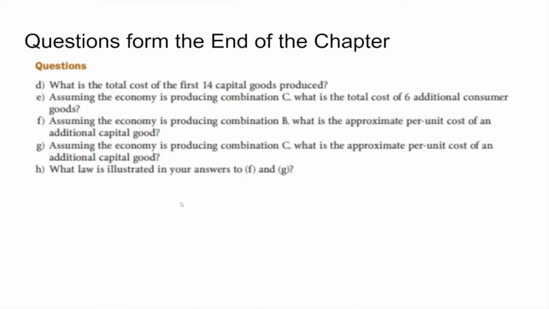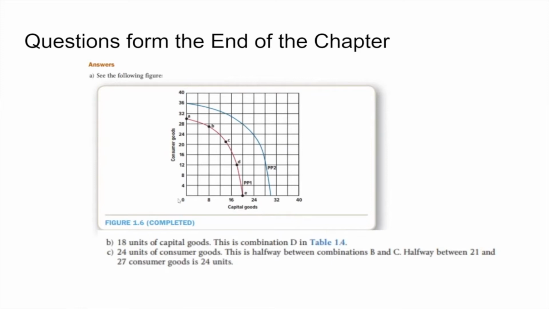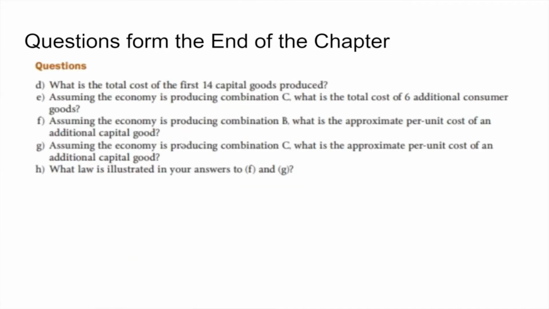We can also read that right off the chart. We can say, okay, what is the cost of the first 14 capital goods? Let's take a look at capital goods. Let's go over to 14 here, which is about right here. Okay, so it's right there. How many consumer goods did we start off with? Well, we started off with this number. Now, if we draw a line across here, we're down to this number. In fact, we can say that it dropped from 30 down to about 21.